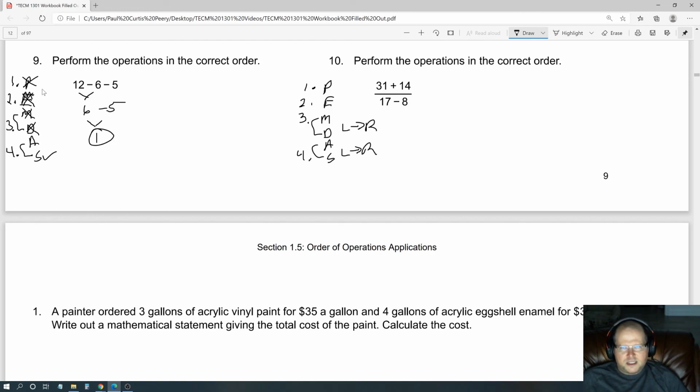Okay, so in this case, we're going to separate and simplify the numerator separately from the denominator. So we say 31 plus 14, and that should give me a 45. And then we say 17 minus 8, and that should give me a 9. And then when you're done simplifying both the numerator and the denominator, your next step is to simplify the entire thing by division. Right, so now we're going to do 45 divided by 9, which gives me a 5, which is the final answer.